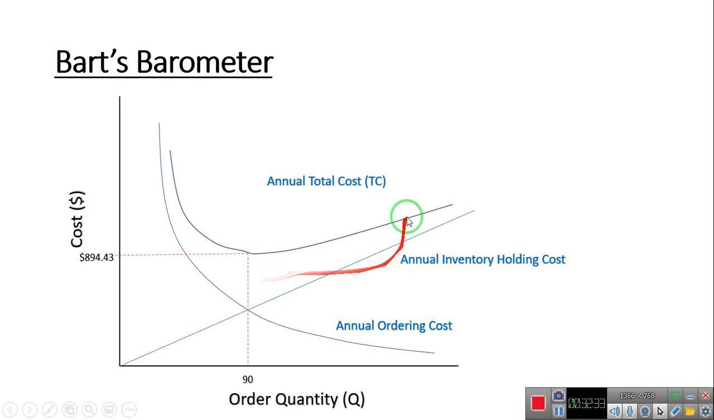Just a little example. If we take that chart and chart Bart's situation, that point right there, which occurs at, I have a 90, but as you know, it's 89 point something, is the minimal total cost, which is $894.43. That's the way we optimize the inventory for this business.